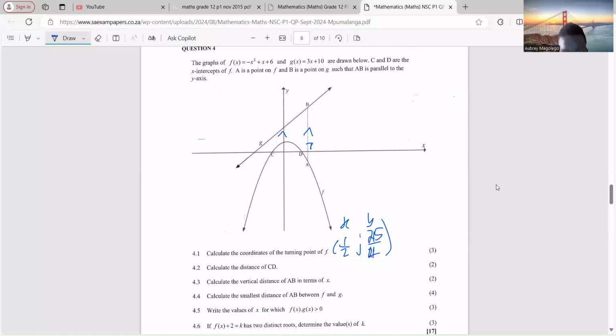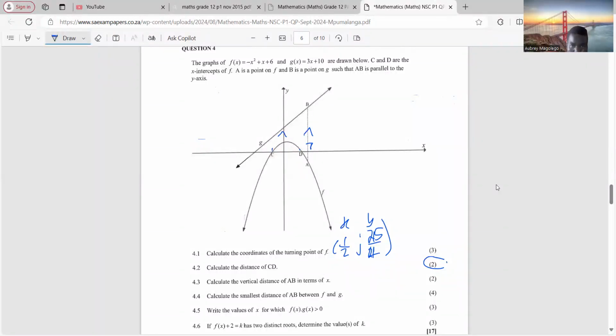Where's C and where's D? C is here, which is an x-intercept. Then D is also an x-intercept. They want us to find the distance. I think that is very simple, but why do they say 2 marks? Because we still have to work this thing. To find the distance of CD, we can see that CD is a horizontal distance, I mean, it's on the x-axis.